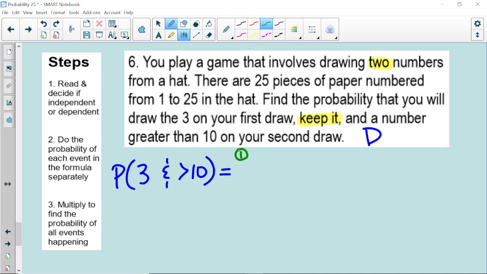So Brenda's going to reach in, grab that 3. How many chances could she have gotten, or how many papers could she have taken? There is one 3, but how many total papers could she have taken? 25. So Brenda had 1 out of 25 of getting that 3. One chance from the 25 numbers of getting that 3.